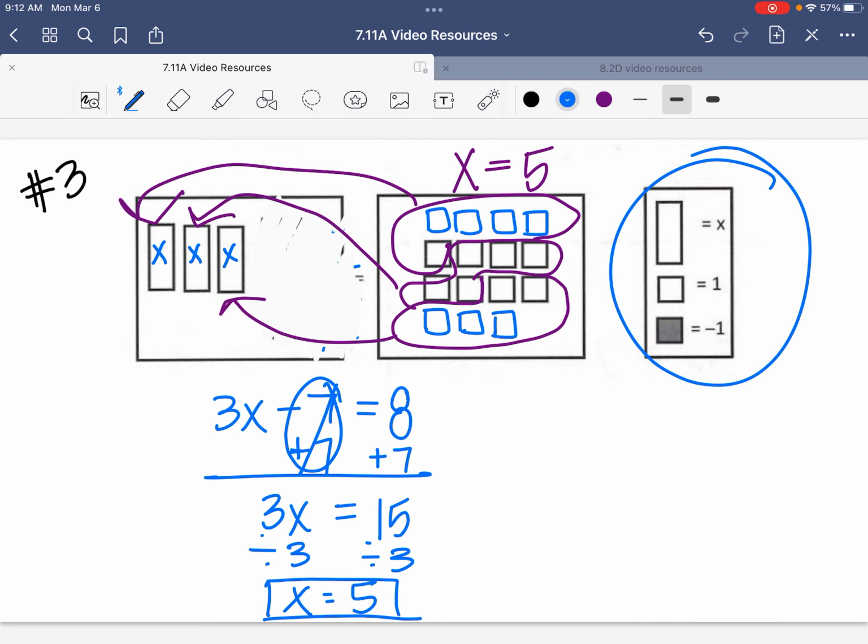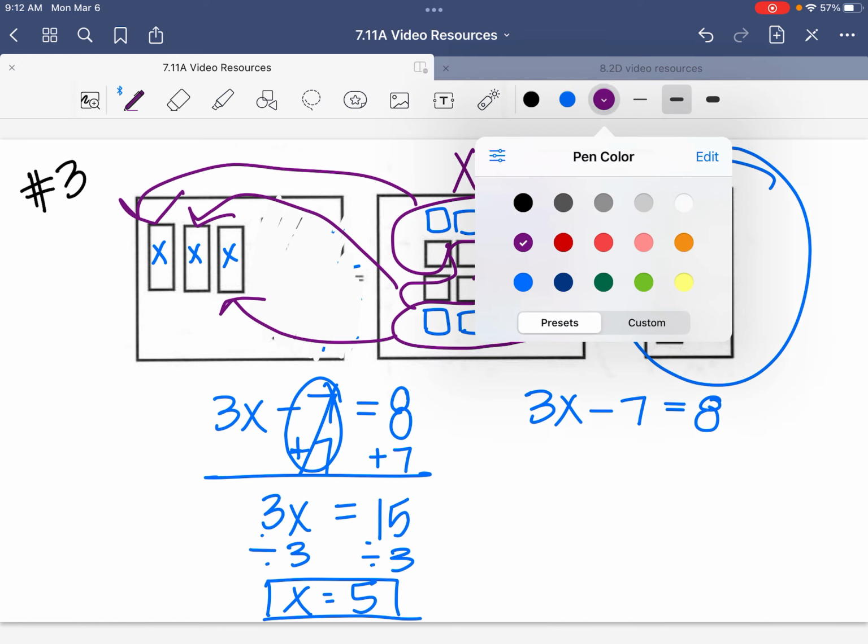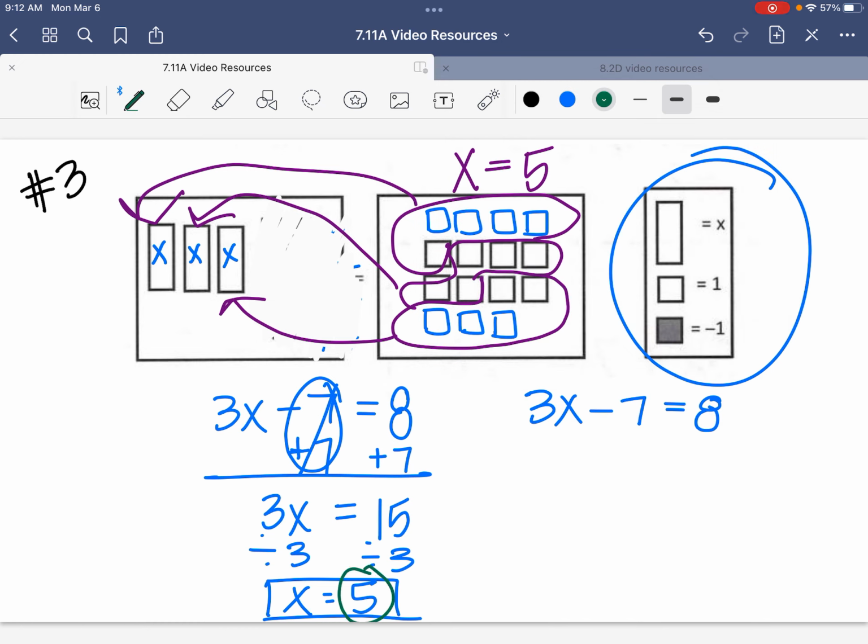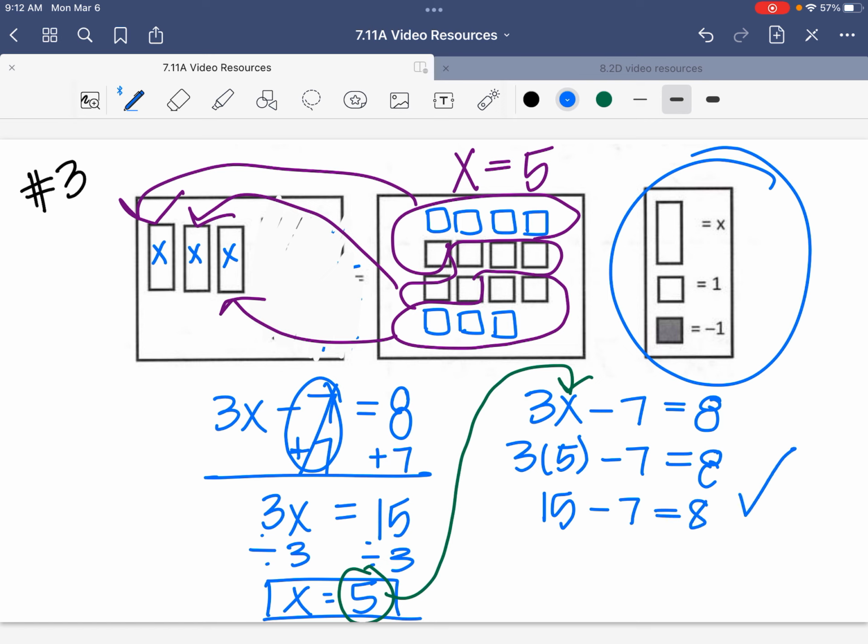And if I wanted to check my work, my original equation was 3x minus 7 is equal to 8. If I take the answer I got, which was 5, and I plug it in to what x is, I would have 3 times 5 minus 7, and we want to see if that equals 8. 3 times 5 is 15. Minus 7, that does give us 8. So we have solved our equation, and then we have checked our work, and our solution is x is equal to 5. Thank you.